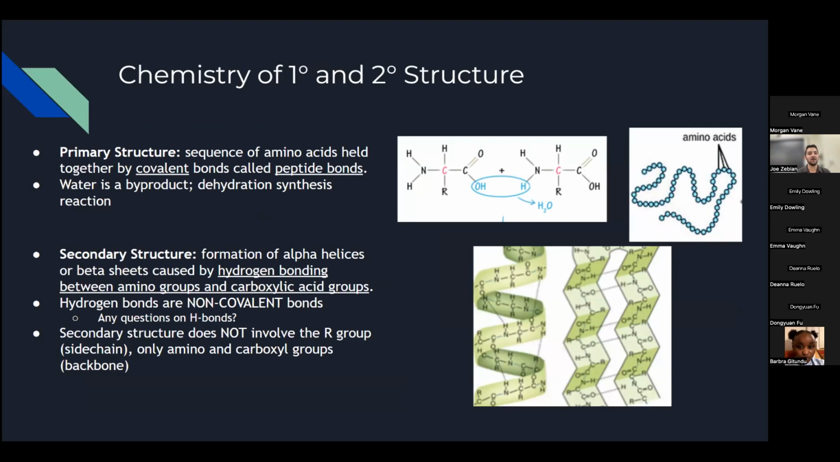You have the formation of alpha helices and beta sheets, and this is caused by hydrogen bonding between amino groups and carboxylic acid groups. These hydrogen bonds are non-covalent bonds, so these are weaker than covalent bonds. Remember, we discussed this. And lastly, important to know, secondary structure does not involve the R groups at all. It only involves the amino and carboxylate groups, which make up the backbone.